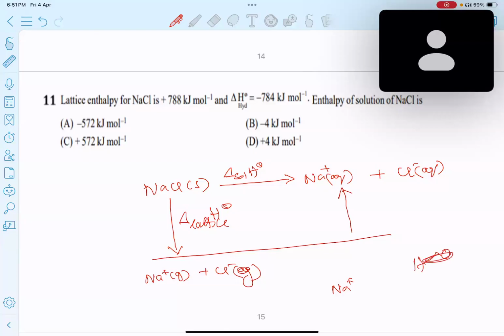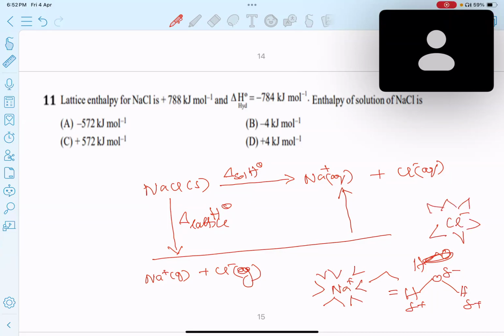The structure of water is bent. Here the oxygen carries a partial negative charge and the hydrogen a partial positive charge. So you can represent the water molecule like this. The sodium ion is surrounded by water molecules like this, and similarly the chloride ion is surrounded by water molecules like this. This is what we call hydration, the addition of water molecules to ions. The enthalpy change during this hydration process is called the standard enthalpy of hydration.